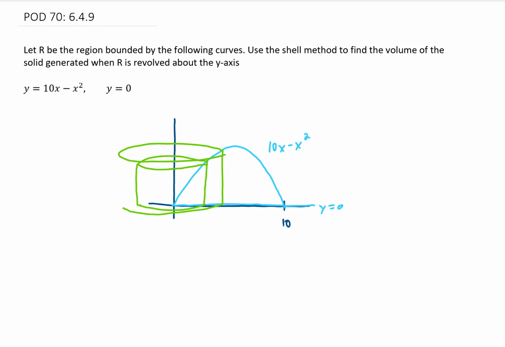I'm going to get rid of this last one because it looks a little bit messy. Let's find the volume of this shell. First, you might notice that the thickness of this shell is dx. That means we're going to be integrating with respect to x at some point.